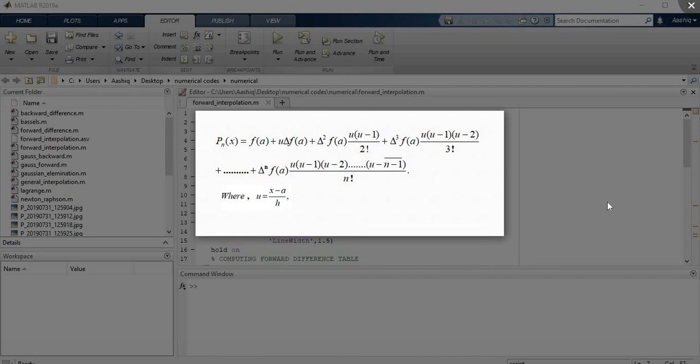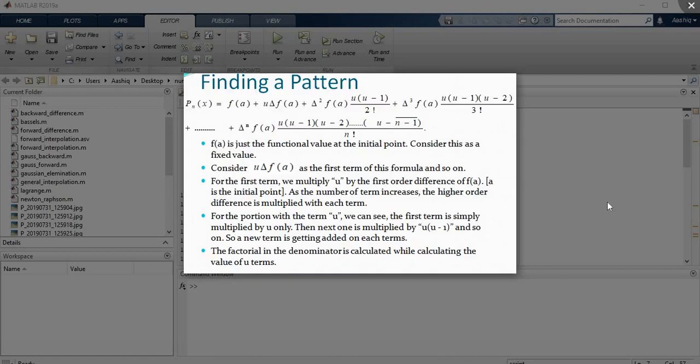Okay. To write this problem in code, I need to find some logic or pattern in this formula. So what are those? Firstly, f of a is just the value, the population, in the year 1891, so I don't need to worry about that at all. I can just consider it as a fixed value. From this term, I will consider this as my first term, and second and so forth.